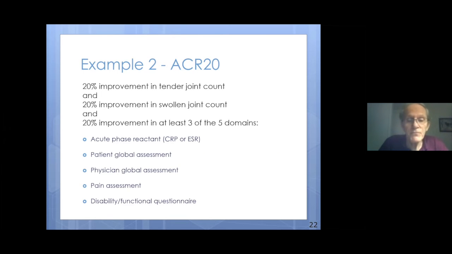The ACR 20 provides a different way for considering a weighted composite score. Recall that the ACR 20 is a binary outcome with yes if there is a 20% improvement in tender joint counts, and a 20% improvement in swollen joint counts, and a 20% improvement in at least 3 of the following 5 domains: acute phase reactant, given by CRP or ESR, patient global assessment, physician global assessment, pain assessment, or disability functional questionnaire.